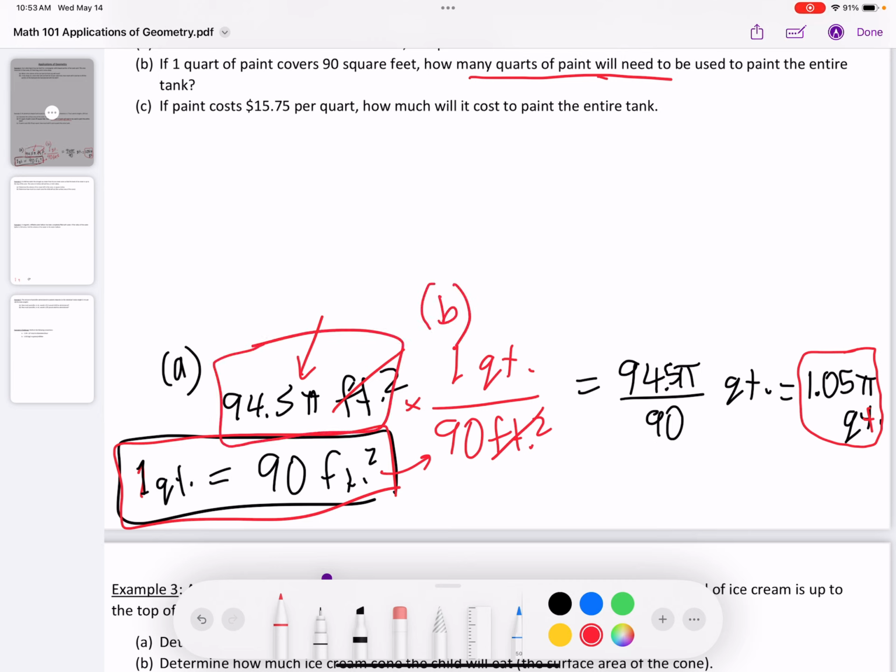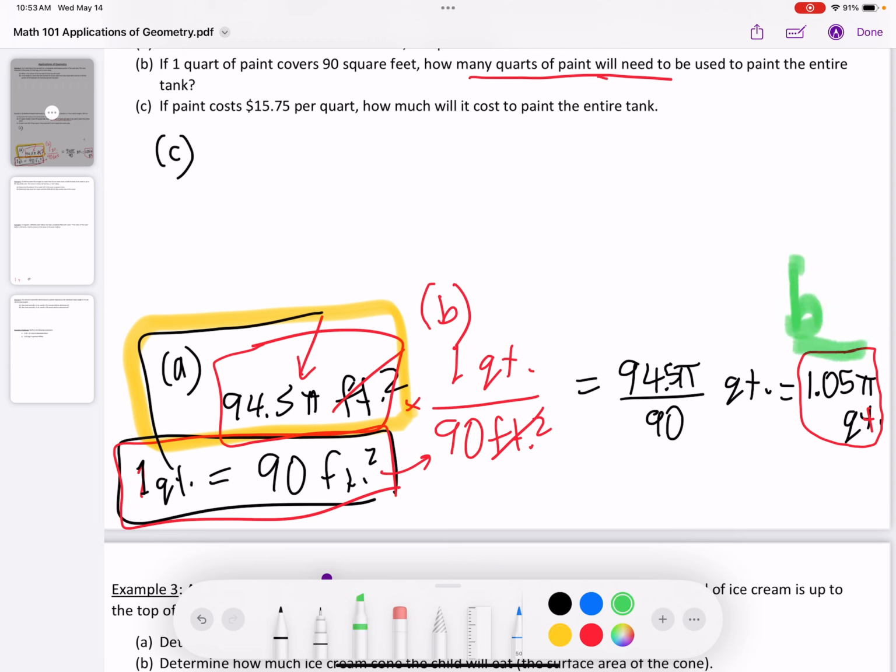Here's the answer to part B. And there's another part C. I guess it's good that somehow my computer erased a bunch of stuff, because I wouldn't have had room for part C. So here's the answer. Like I said, here's the answer to part A. We did some surface area calculation, and then part B, the answer is here. And now we're going to work on part C.